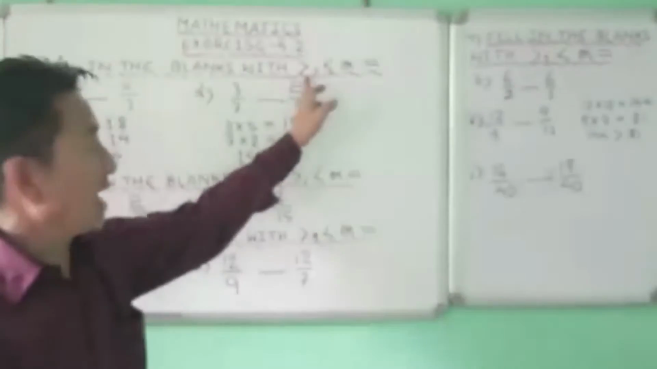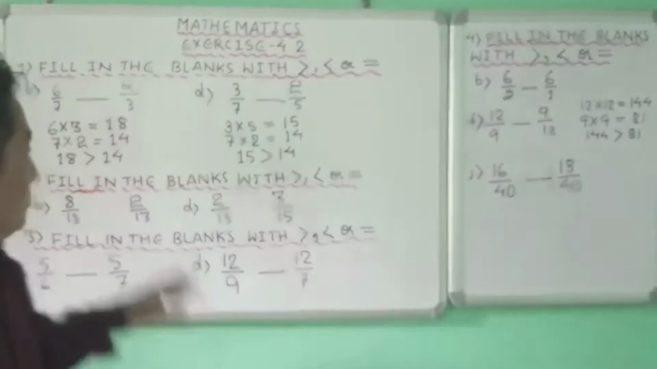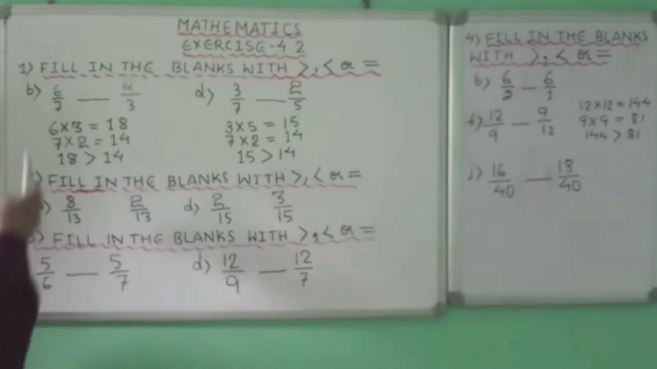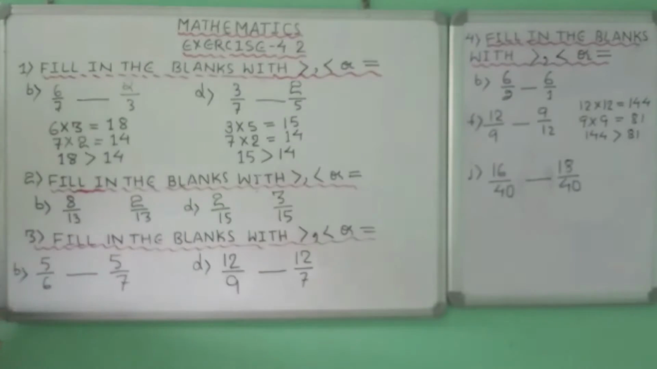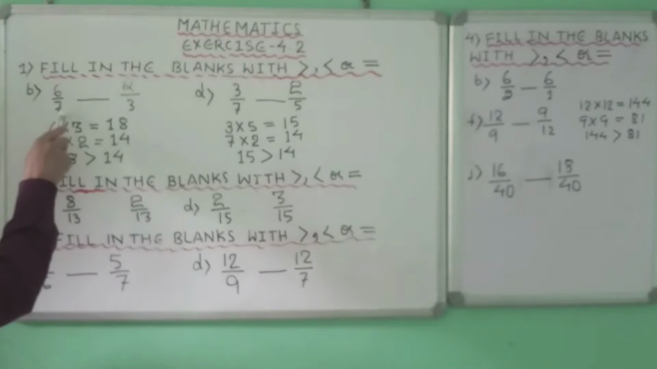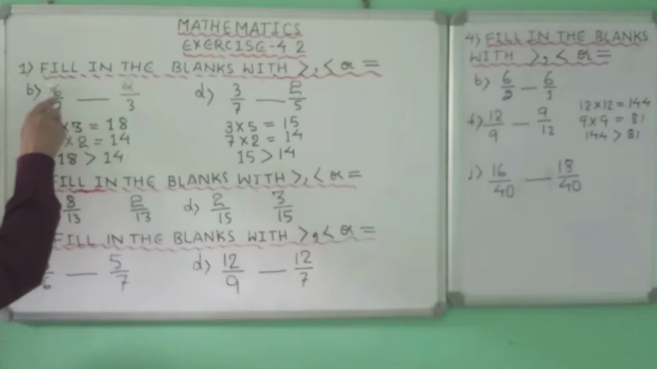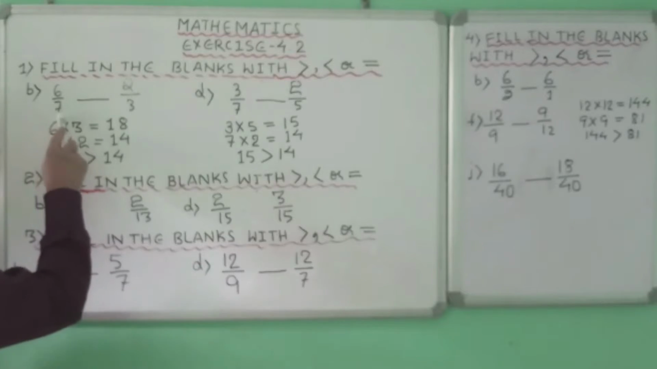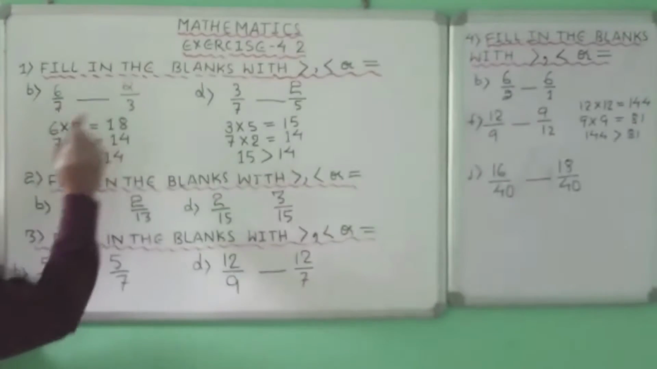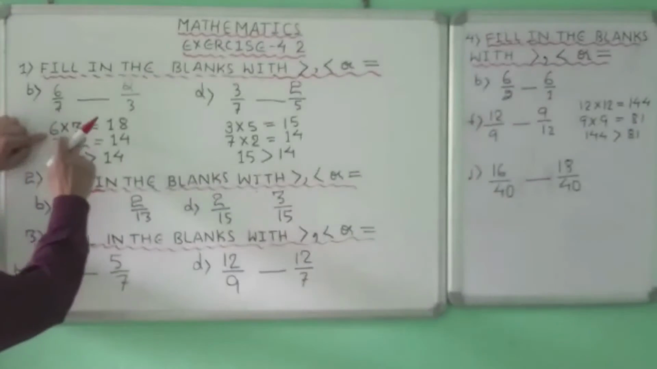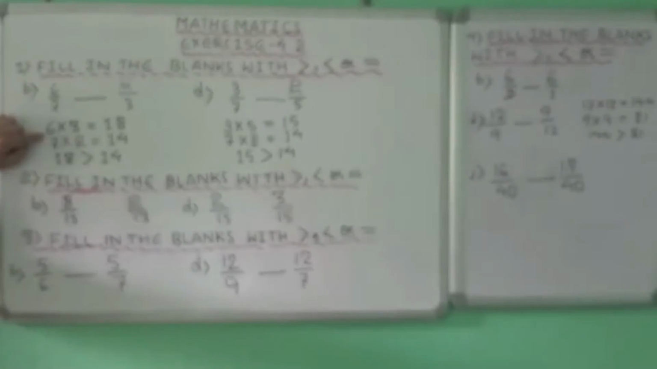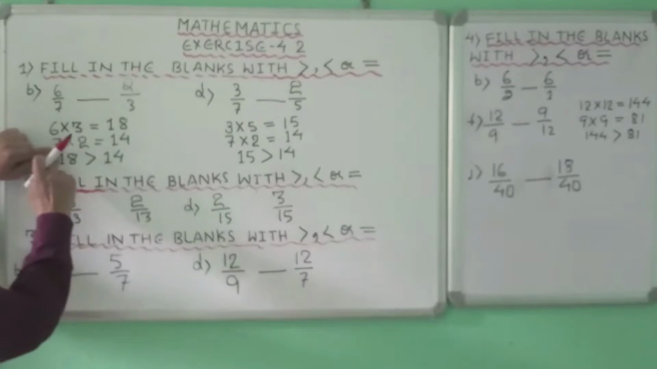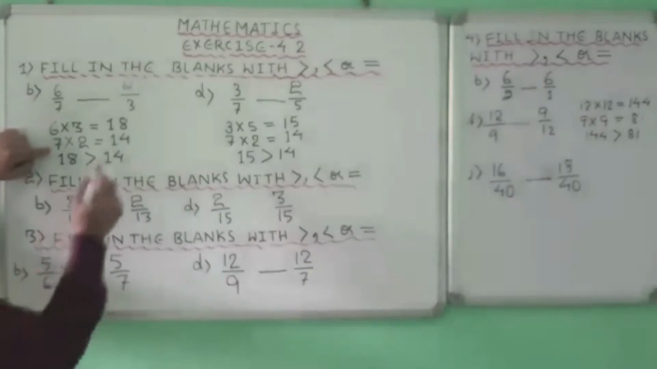Before writing this greater than, less than or equal sign between these two fractions, first we'll cross multiply these two fractions. Here, cross multiply 6 into 3, 7 into 2. This is the first term, second term, third term or fourth term. We'll find the product of the first and the fourth term, and second, we'll find the product of the second and the third term. So here 6 into 3: 6 ones are 6, 6 twos are 12, 6 threes are 18. We got 18 here. Now next, the product of the second and the third term, 7 into 2: 7 ones are 7, 7 twos are 14. We have got 14 here.